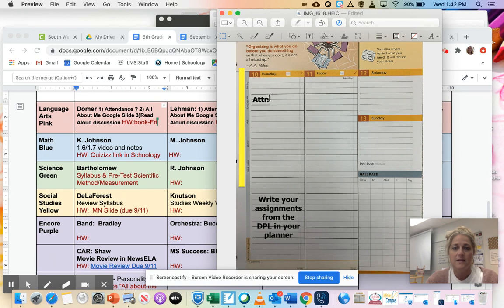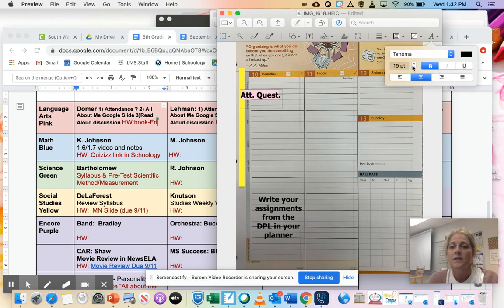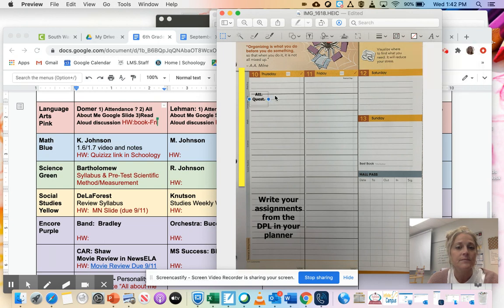Attendance question. And I'm going to make this smaller here. Attendance question. And what else am I going to do? All About Me slide. Read aloud discussion. Okay. Attendance question. I might not know what that means, so I'm going to actually spell it out. Attendance question. There we go. So now I've written in language arts.